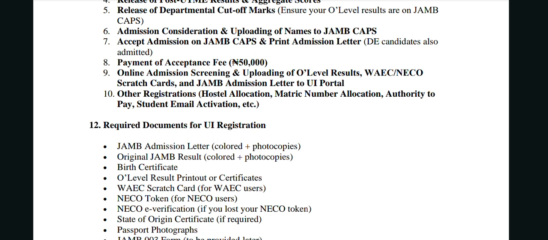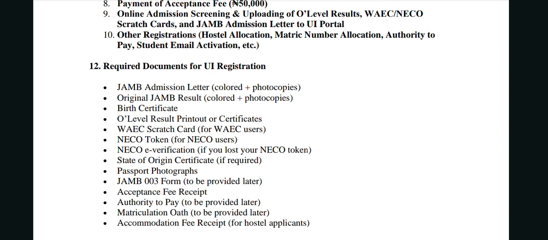After that, other registration will be announced, which will be allocation of matric number, student email address, and hostel allocation. Those are the online registrations that will follow. And after that, the school management will release other information regarding maybe virtual classes to hold or not and all that. So that's how everything will go.